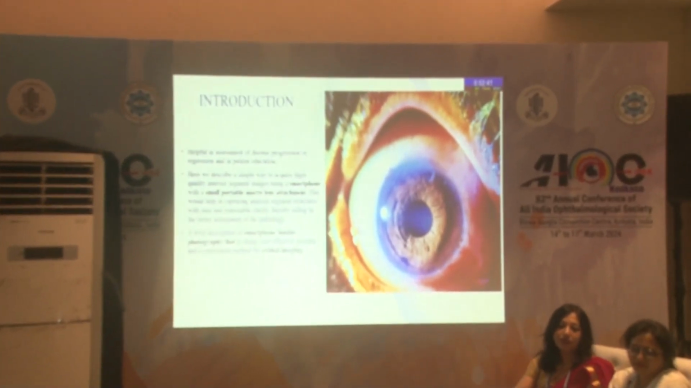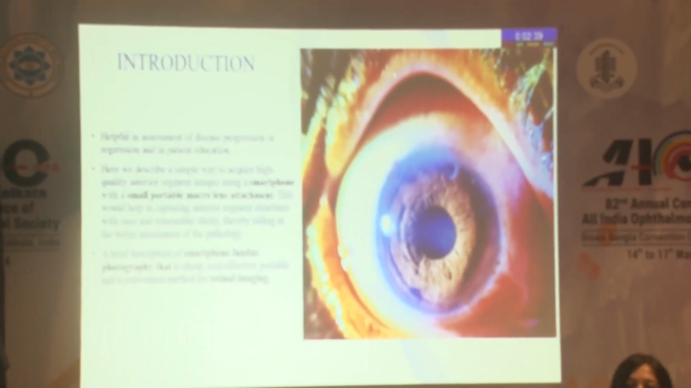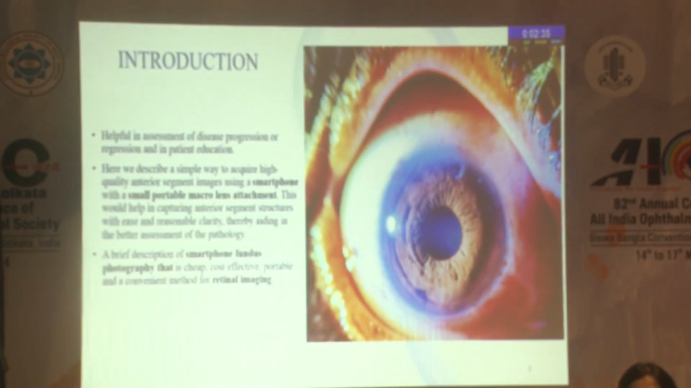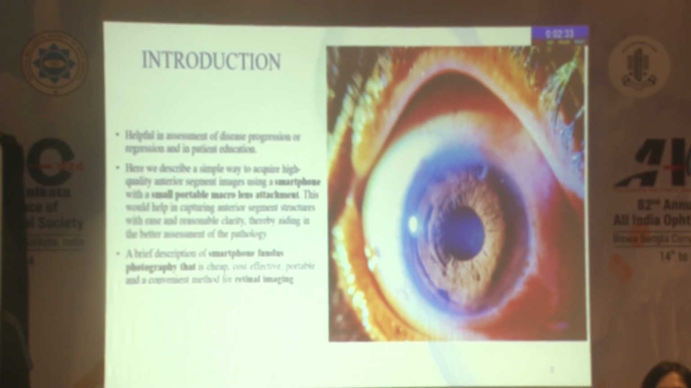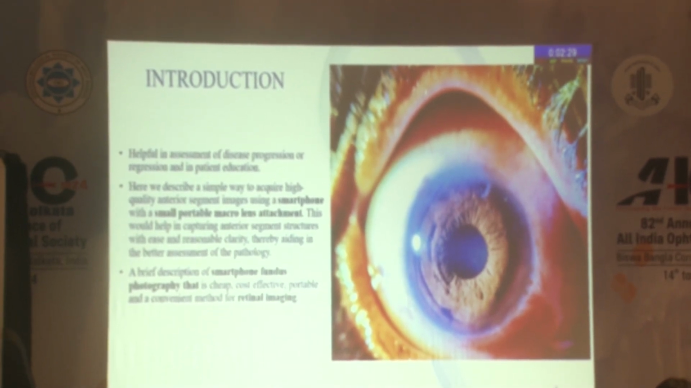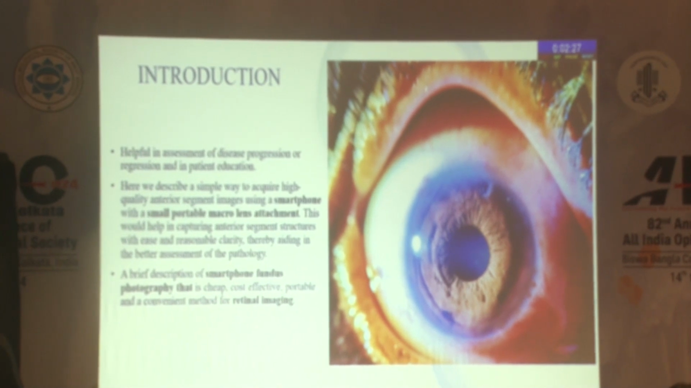Here we describe a simple way to acquire high quality anterior segment images using a smartphone with just a small portable macro lens attachment. This would help in capturing anterior segment structures with ease and reasonable clarity, thereby aiding in the better assessment of the pathology. We also describe in brief smartphone fundus photography, that is a cheap, cost effective and portable method of retinal imaging.